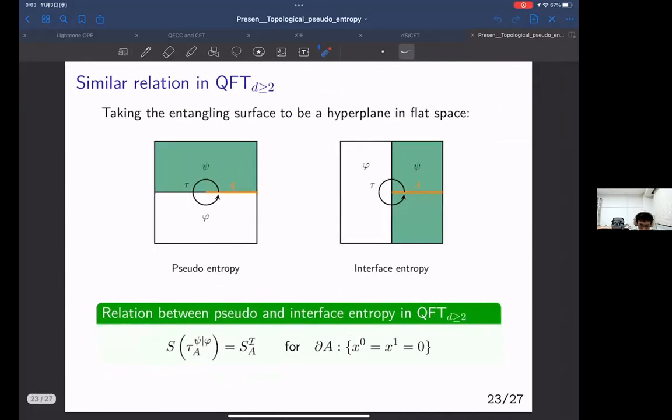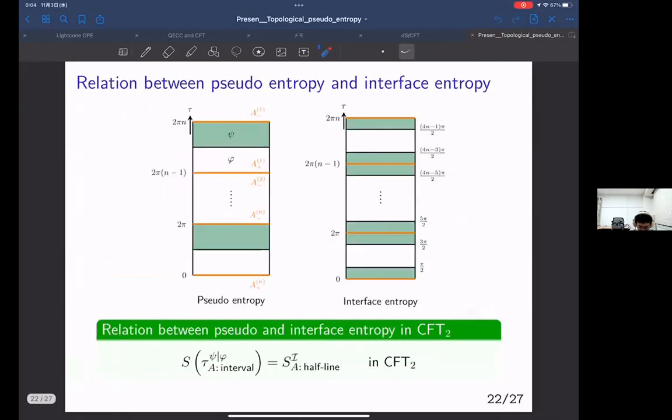But this ratio holds in any QFT in dimension equal to or greater than two. I only use rotational symmetry. So this is a more general result. Is it clear? I'm not going to give any concrete calculation, but this is a universal relation.